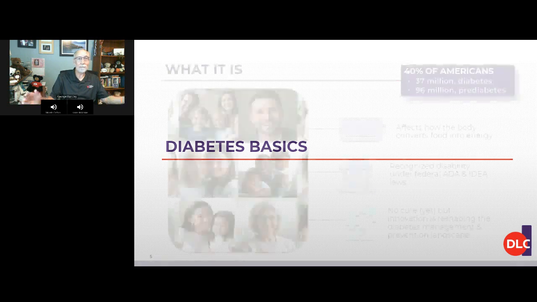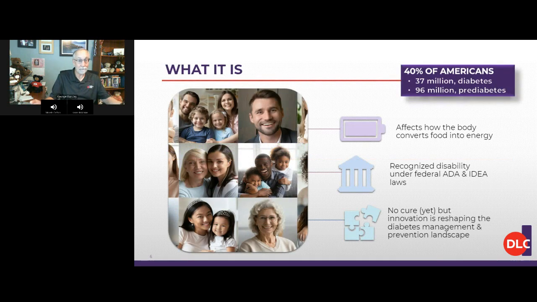So, what is diabetes? It's a lot of people have it. 40% of Americans, 40% of the country has either diabetes, which is 37 million of us, or pre-diabetes. That's a lot of people. So everybody knows somebody with diabetes.